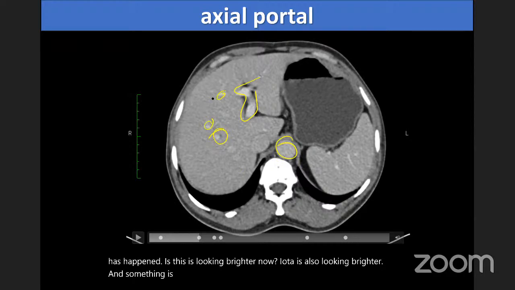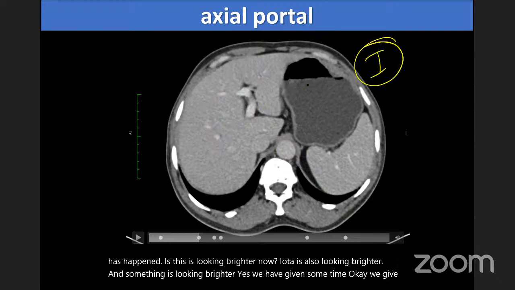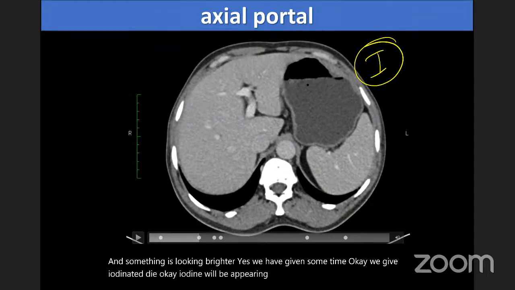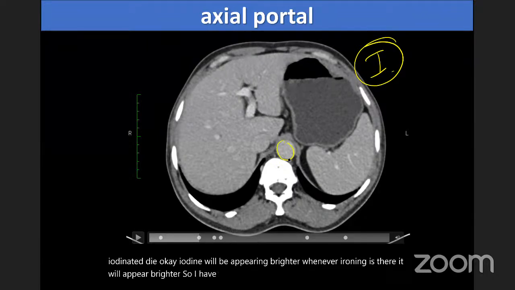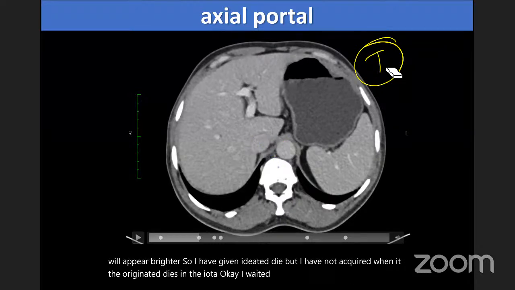Yes, we have given some dye. Okay, we give iodinated dye. Iodine will appear brighter. Whenever iodine is there, it will appear brighter. So I have given iodinated dye, but I have not acquired when the iodinated dye is in the aorta. I waited for some time. What will happen if I wait for some time?